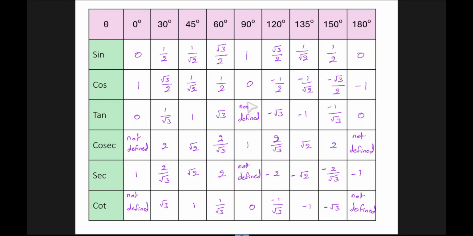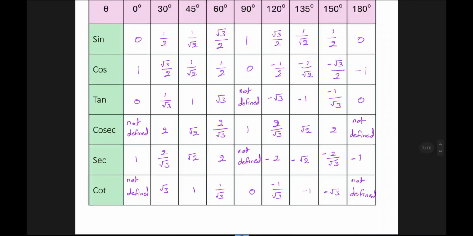For tan also, this becomes a mirror here. All the values are negative here. Similar to cos, the mirror values are negative between 90 to 180 degrees.